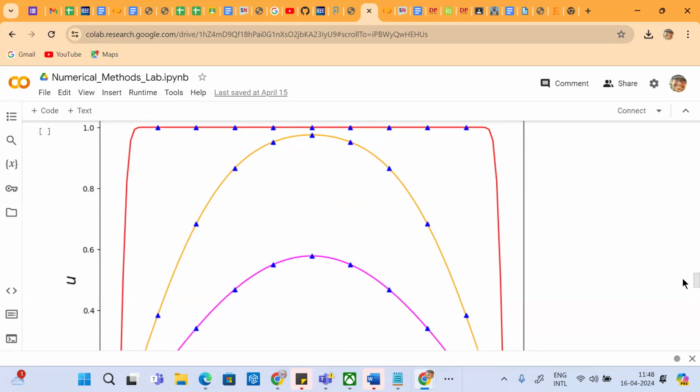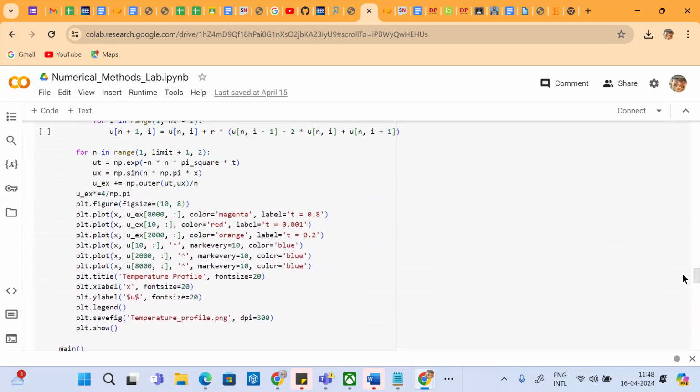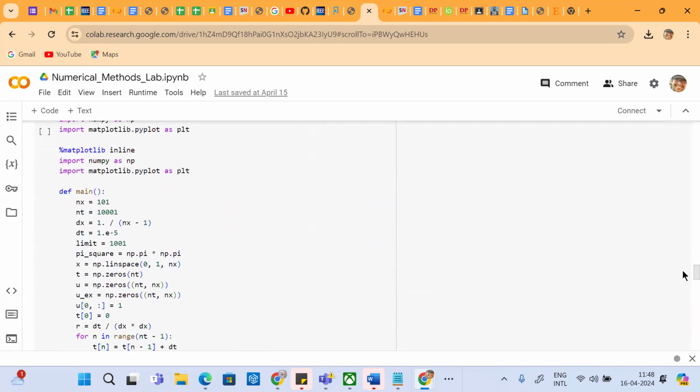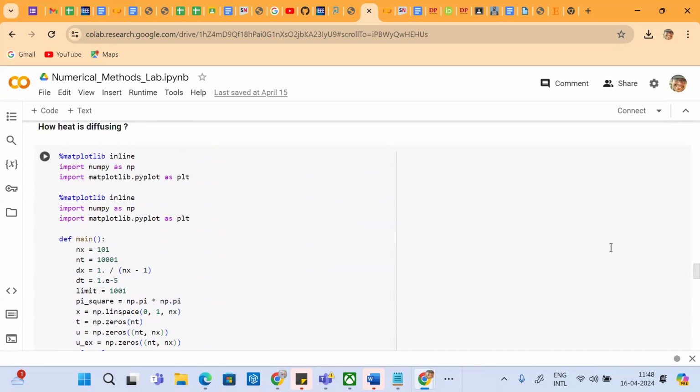Okay. So what I will do is maybe I can share this code with you. You might keep it, might not keep it. Inline means you want your plot to be generated in the same window where your code is.